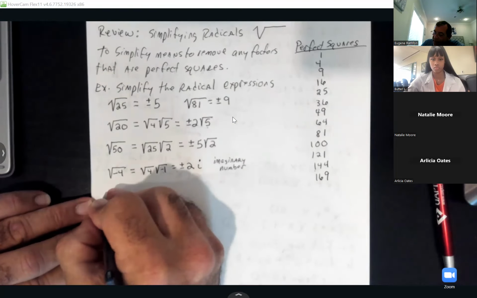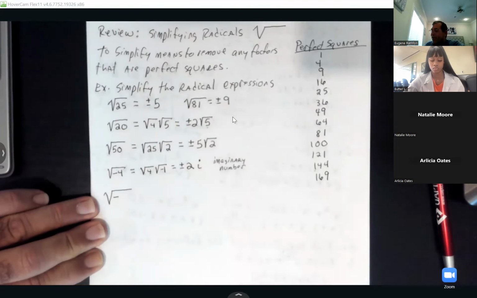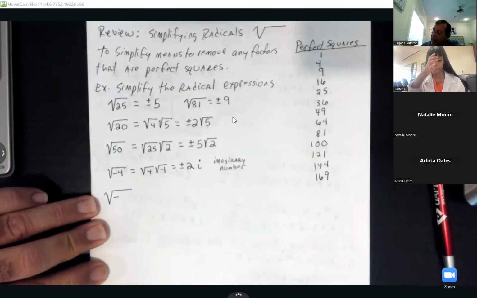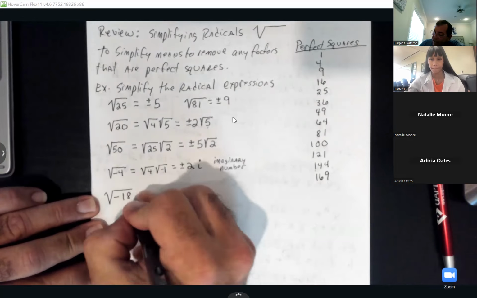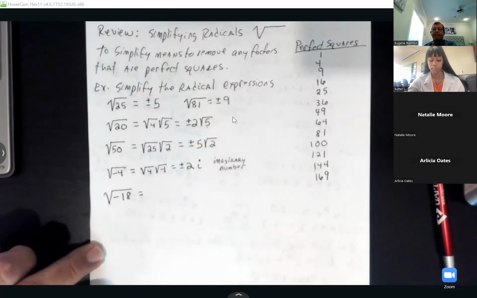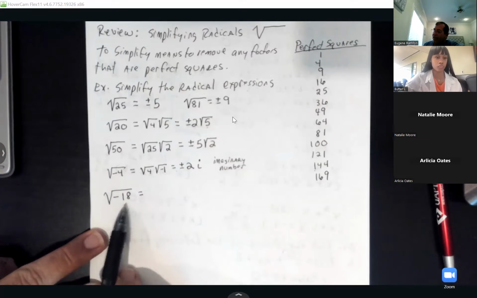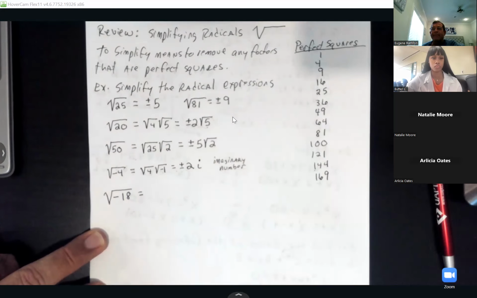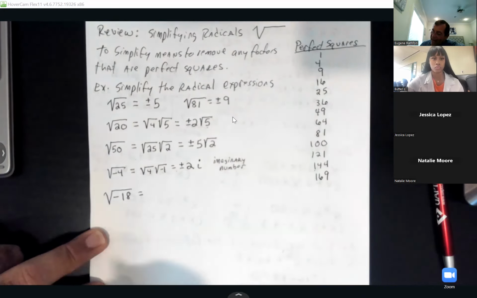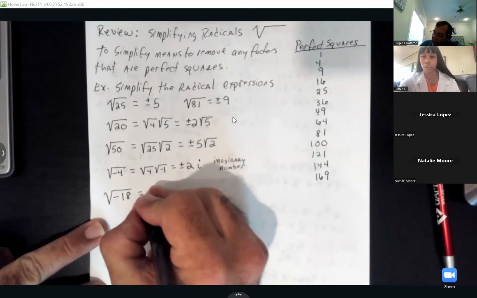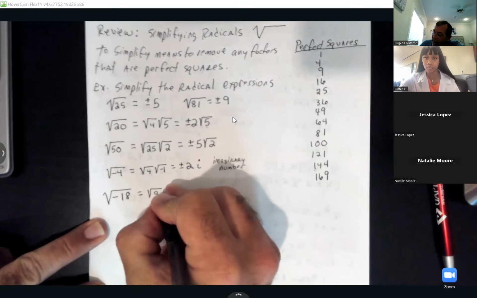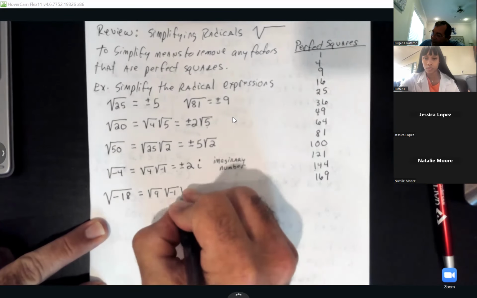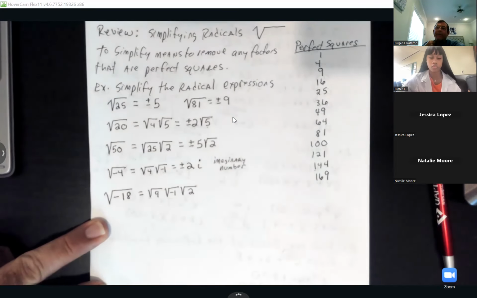All right, so what about this? How about a negative under here and maybe 18? So 18 doesn't have any factors that are perfect squares. 9. 9. So what I do when I got the negatives under here, I'm going to put my 9 first. Then I'm going to put the negative 1. Then I'm going to put the 2.